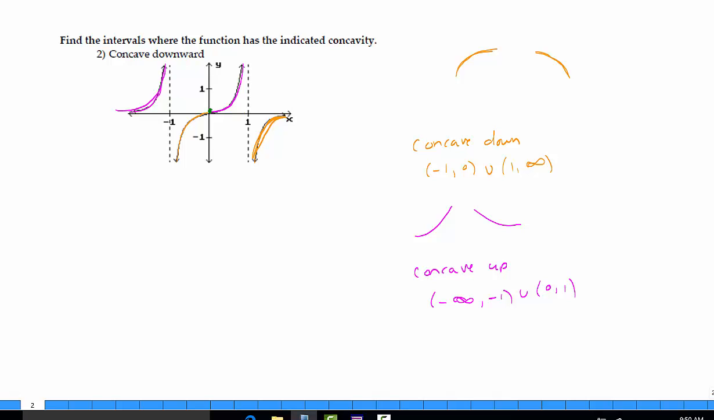So I do have an inflection point though here at 0. So an inflection point at x equals 0, because it's a point, it's in my domain, and then concavity changes from down to up. So that makes it an inflection point.